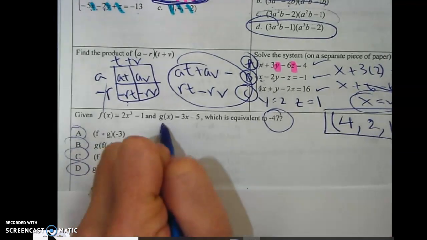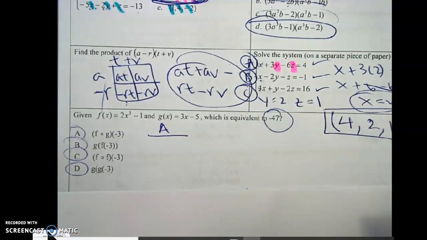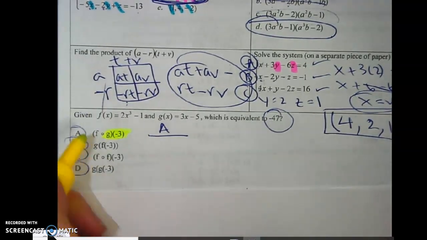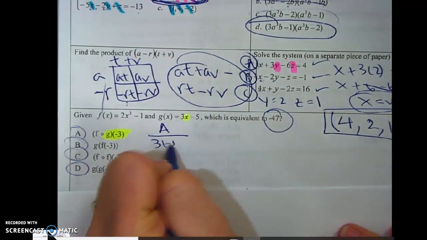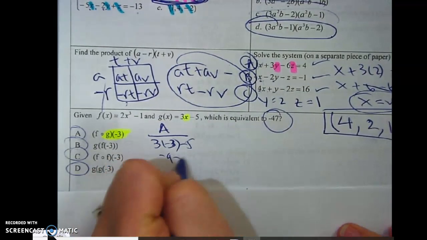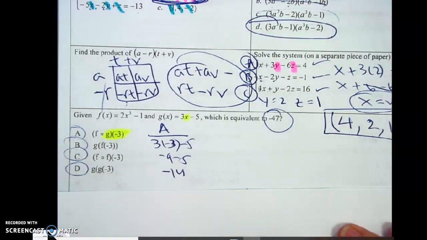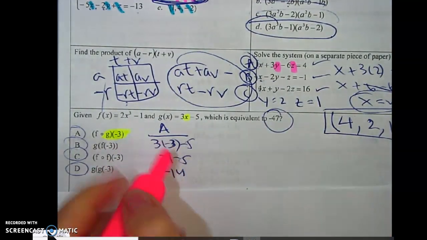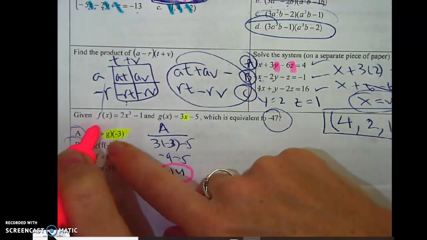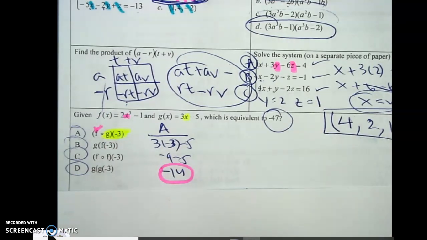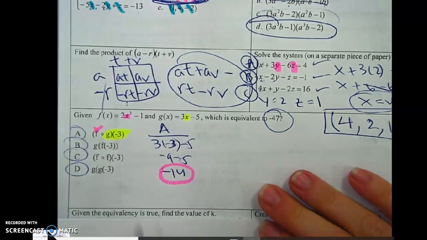So I'll first try letter A. What it's saying is plug -3 in for G. So I'm going to do that. 3 times -3 minus 5, -9 minus 5 is -14. Then I take that -14 and I plug it in for F.